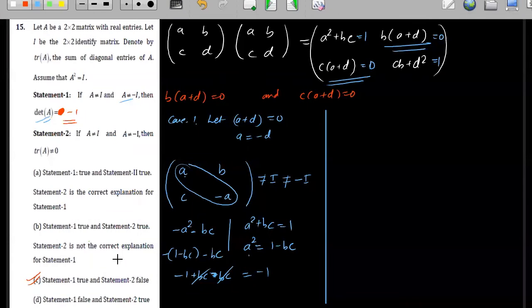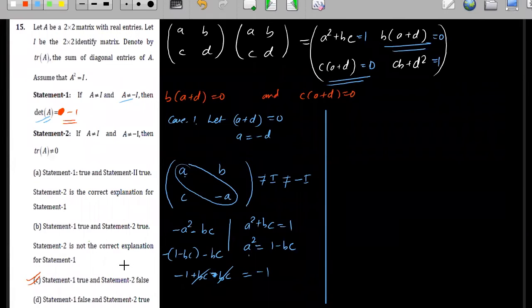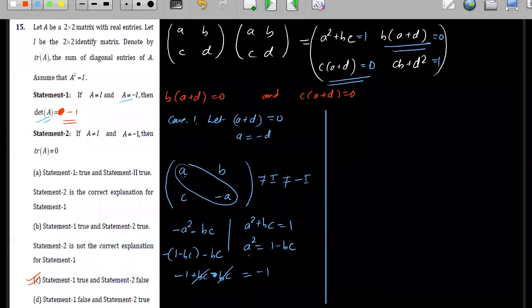If suppose they had given that statement 1 and statement 2 both are wrong, that means there could be a case where this is not happening, and then you have to check for case 2 also. Might be in case 2 you will get these two statements as wrong. So now we will check for case 2 also.